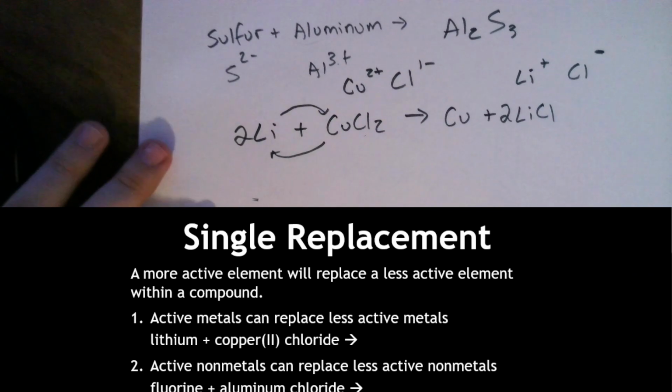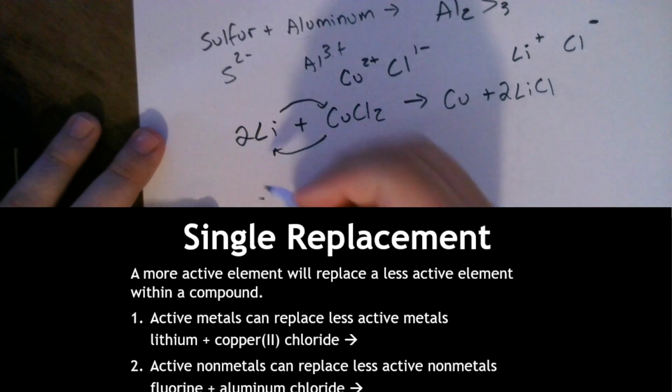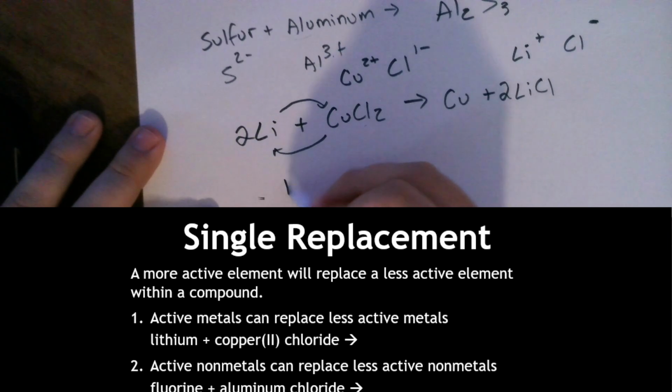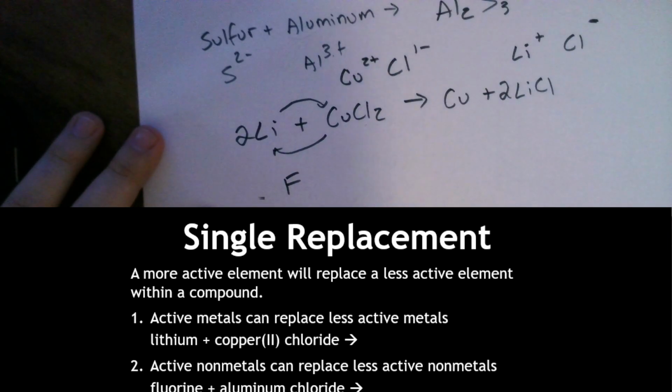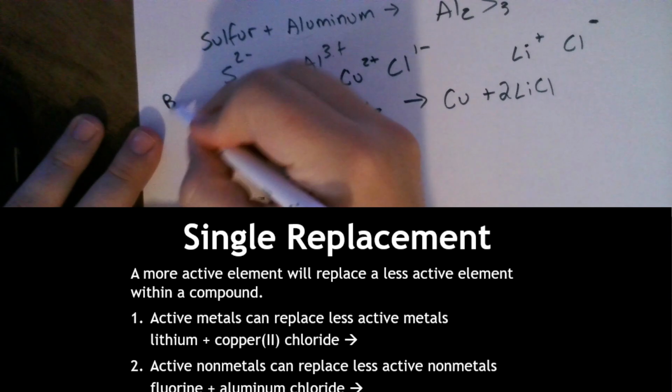I'll show you number 2 as well. Fluorine is F, but it's a diatomic molecule. It's a Brinkelhoff.